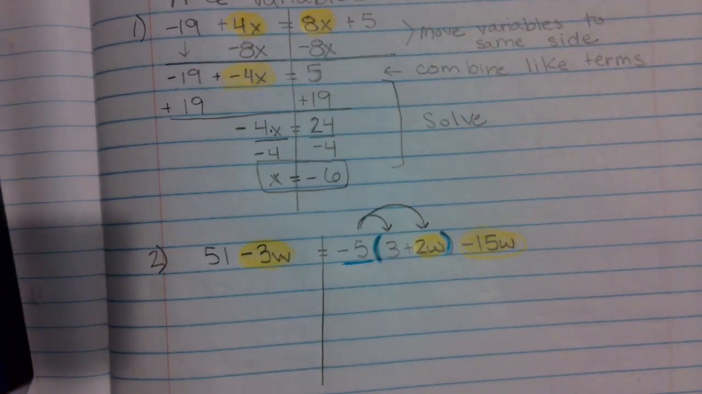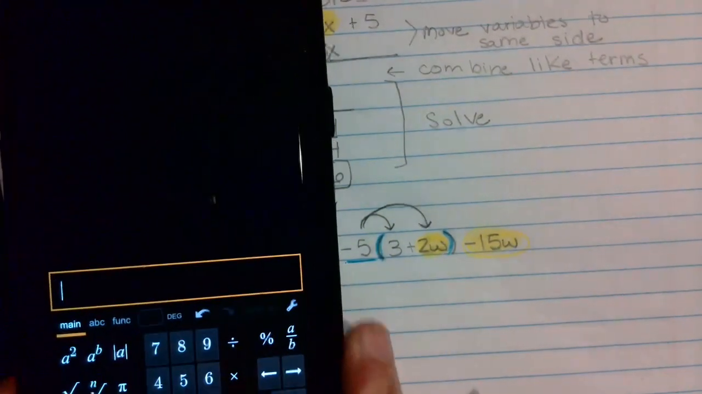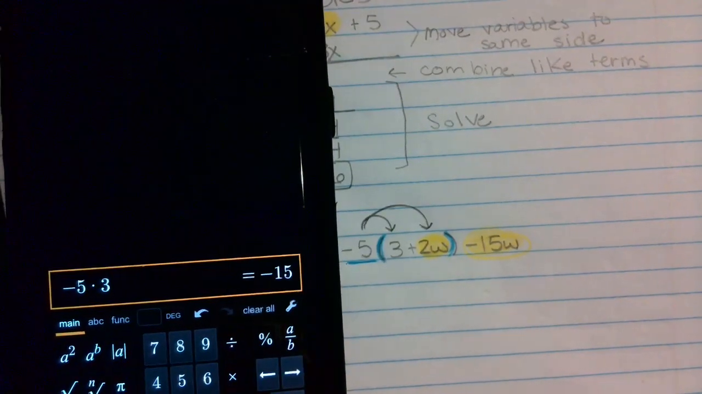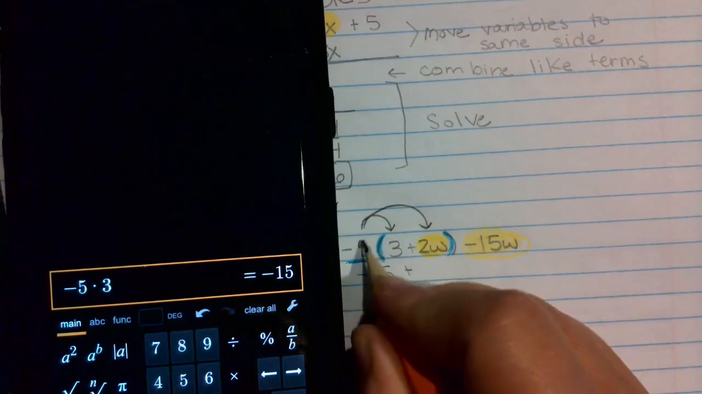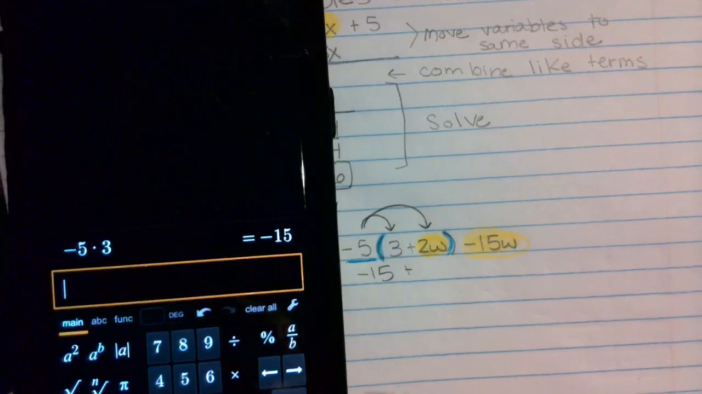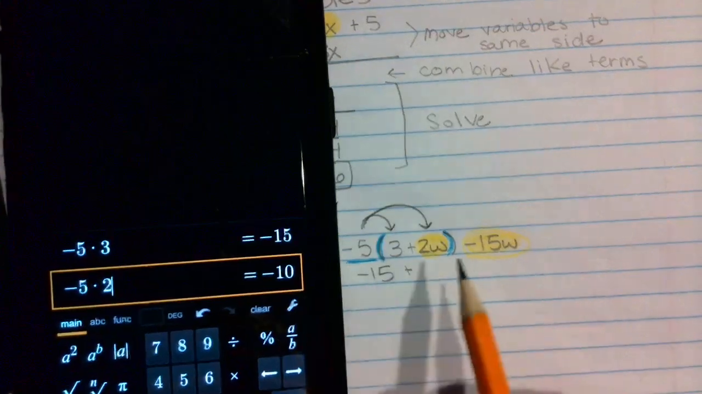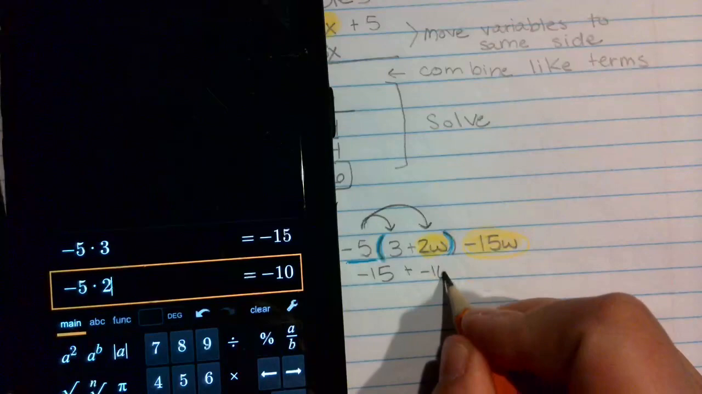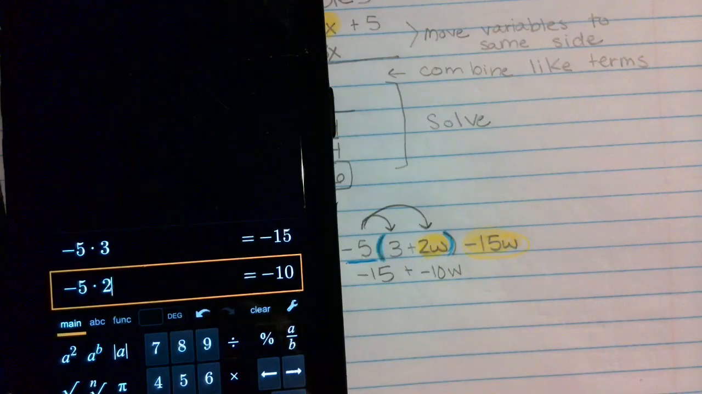Okay. Remember, it's always okay to use your calculator, so if you need to take that out, go ahead. I'm going to skip the step where we say what we're multiplying. I'm going to do it just for my calculator. Negative 5 times 3, negative 15, plus negative 5 times 2 is negative 10, but this one had a w, so when I get that answer, I want to make sure I have negative 10w. Now that undoes the parentheses. I don't need to write those anymore.